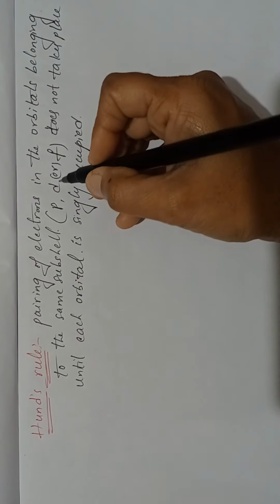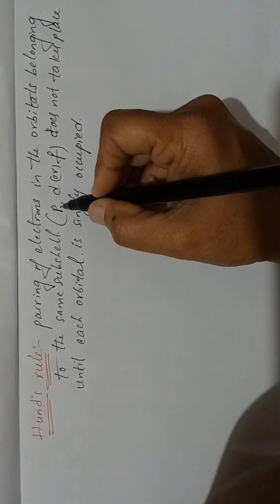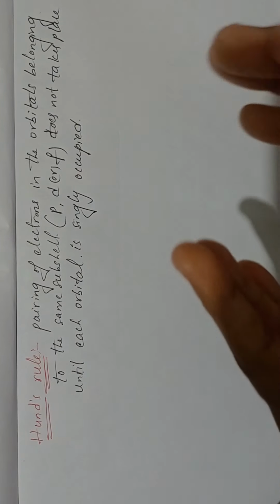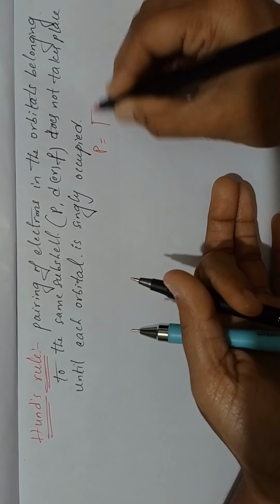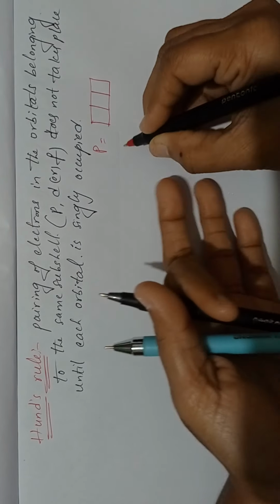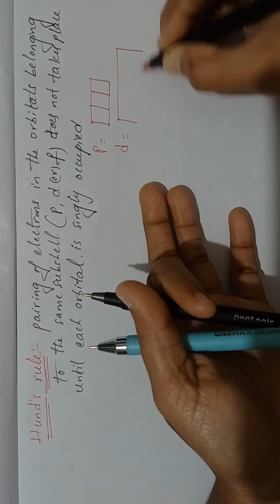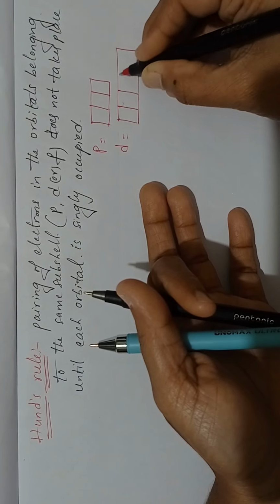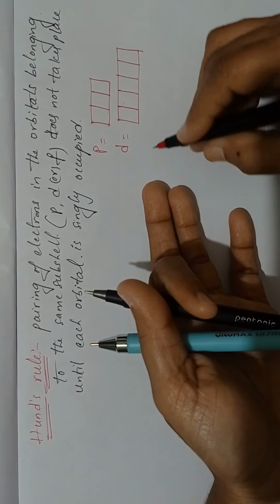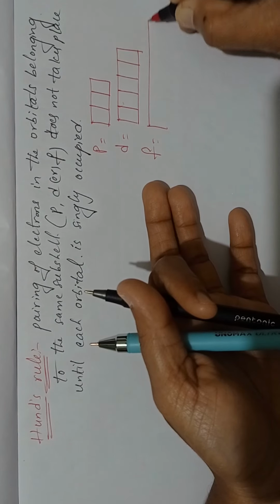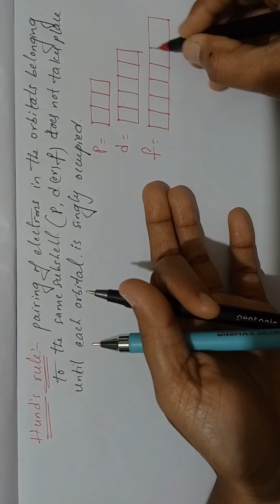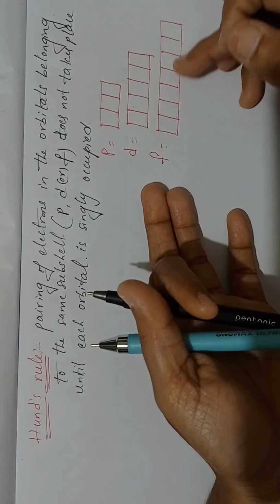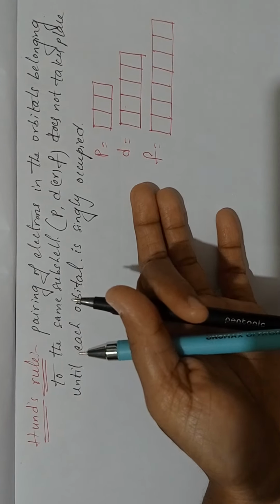Same subshell means p subshell, d subshell, f subshell. In p subshell, how many orbitals are there? 3 orbitals. In d subshell, how many orbitals? 1, 2, 3, 4, 5. 5 orbitals. In the f subshell, total 7 orbitals will be there. 1, 2, 3, 4, 5, 6, 7. Correct? Total 7 orbitals.